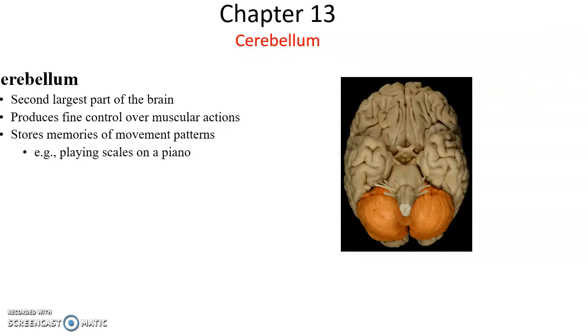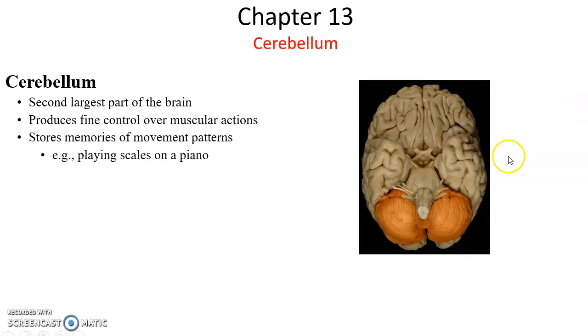All right, in reality, the cerebellum is the second largest part of the brain. It has two hemispheres, a right and left hemisphere. It helps to produce fine control over motor actions, so our motions are smooth and well regulated, and we're doing the things we want to do. And it is also involved in storing memories related to movement patterns, such as playing scales on a piano.